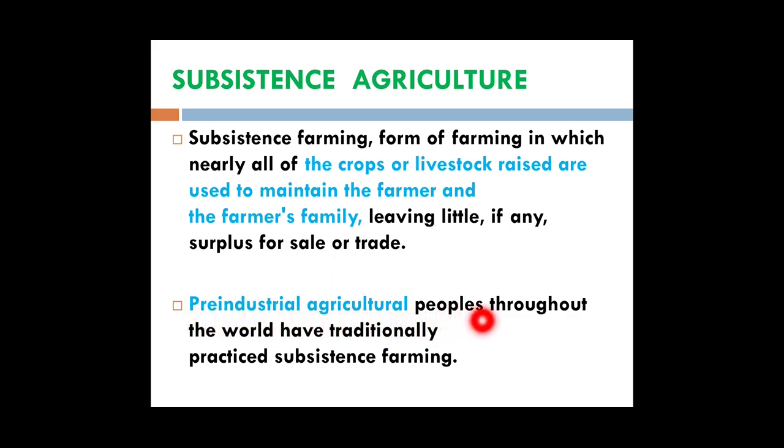Pre-industrial agricultural people. Now students, this subsistence agriculture is a pre-industrial type of agriculture where people throughout the world have traditionally practiced subsistence farming. So before the industrial revolution in Europe, people used to practice this type of agriculture, which is subsistence agriculture, mostly focused on the survival of the family of the farmer.